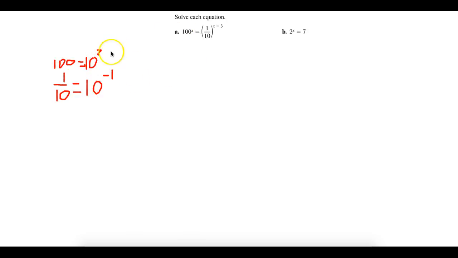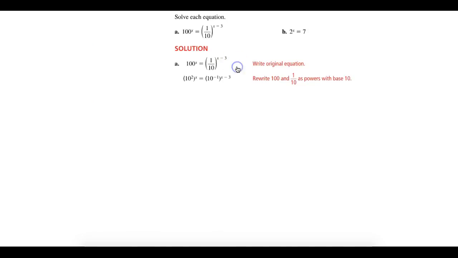So again, let's remember 100 is just equal to 10 squared, and 1/10 is equal to 10 to the negative first power. So if we go ahead and replace 100 with 10 squared and 1 over 10 with 10 to the negative first power, now we've set both sides equal to the same base. Now let's go ahead and use our exponent rules to simplify this and get rid of the parentheses. We know 10 squared to the x power is just 10 to the 2x, and 10 to the negative first power to the x minus 3 is just 10 to the negative x plus 3.